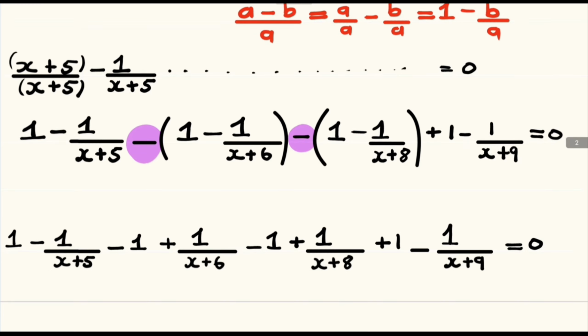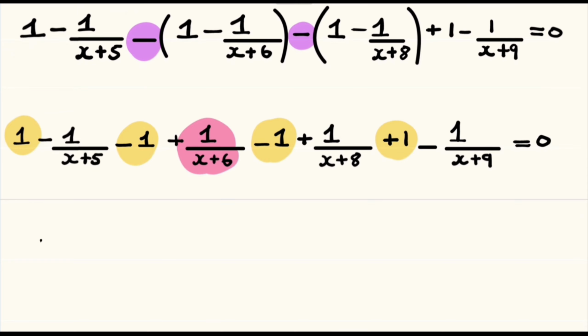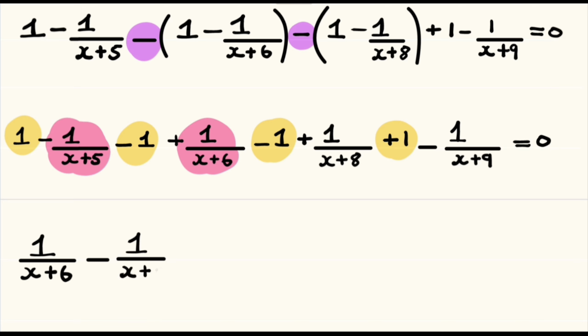So from here we can see that 1 minus 1 will be 0, and the negative 1 plus 1 will also be equal 0. We rearrange our equation, and on the left hand side we are going to have that 1 divided by x plus 6. So we have on the left hand side 1 divided by x plus 6, and we also have that negative 1 divided by x plus 5.